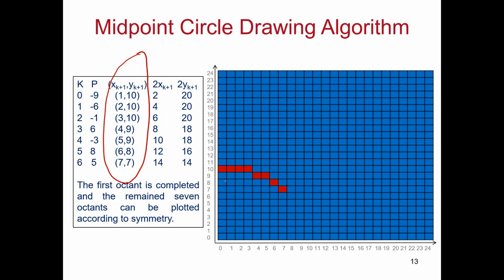So initially we have 0, 10. This is 0, 10. And then we have 1, 10. We have 2, 10. This is 3, 10. This is 4, 9, 5, 9, 6, 8, 7, 7. Okay. So it will be calculated this way. And then the first segment is finished.